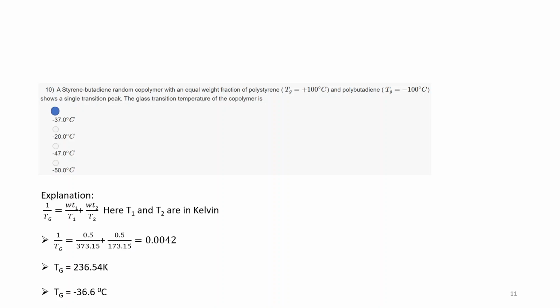In this case you have to use 1 upon Tg equals the weight fraction of the first monomer divided by the glass transition temperature of that monomer, plus the weight fraction of polybutadiene divided by the Tg of polybutadiene. Using this you have to convert these into Kelvin, and it will be around minus 37 degrees Celsius.